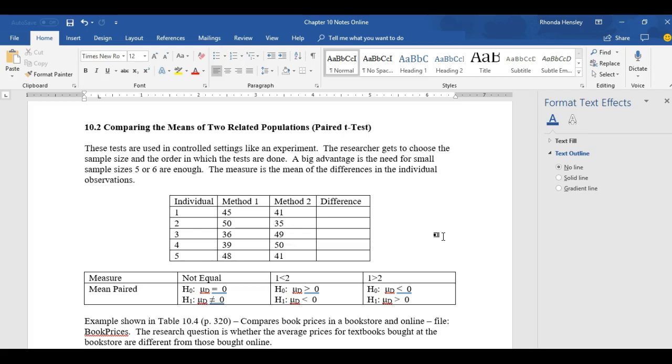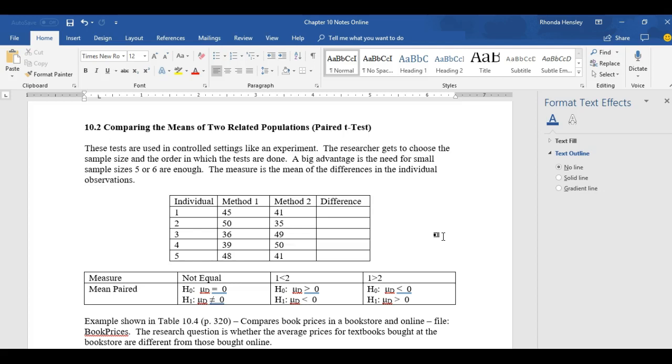They talk about two related populations. What this is usually, a test that's conducted in some kind of a controlled setting, like an experiment. The researcher gets to choose the sample size, and he gets to choose the order in which the tests are done. So big advantage of this kind of test, other than the control, is the fact that you have very, very small sample sizes. 5 or 6 is big enough.